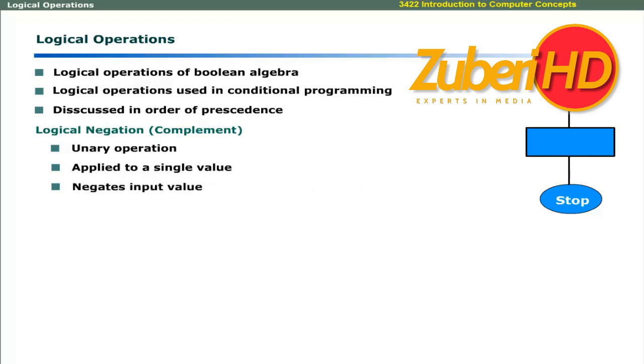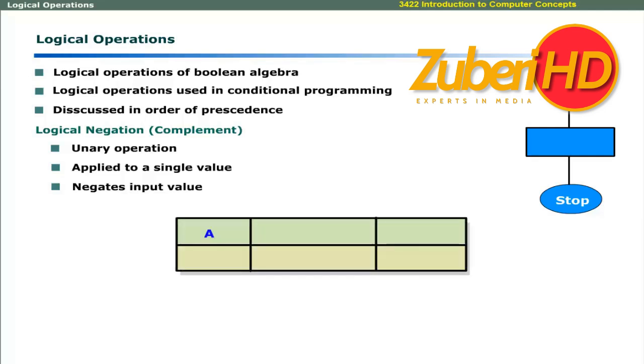When negation is applied on input, it negates its value. Let us see a simple example. Let A be input symbol and A bar be complement of A. If A contains 0, its complement will contain 1. The result of double complement is original value. Double complement is represented by double bar.